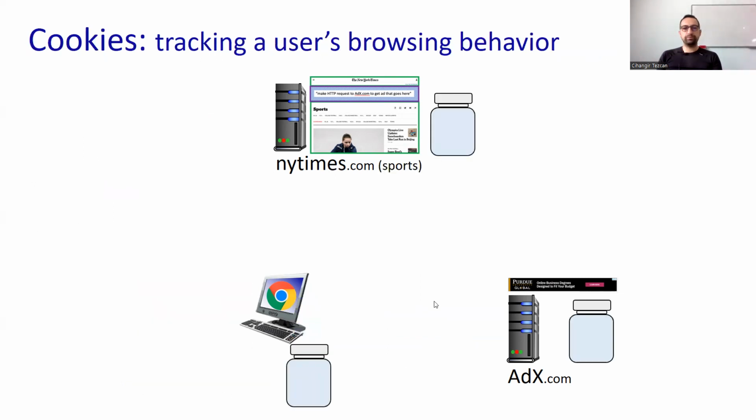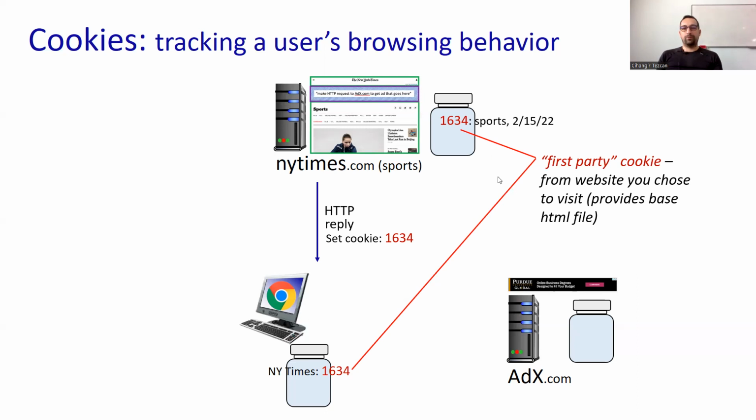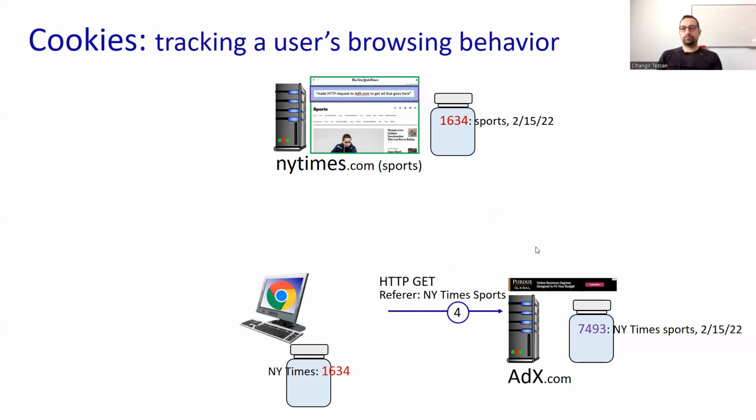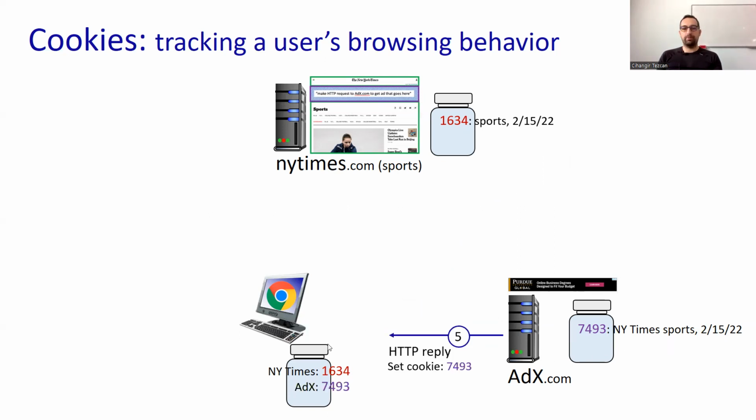This is what happens. But the thing is that when you visited New York Times, they created a cookie for you. And for instance, you visited the sports section of New York Times. Now they know that you're interested in sports. So now you have the cookies, okay? Now when you request an advertisement, referred from New York Times sports, they also add a new cookie here, okay? Reply back to you.